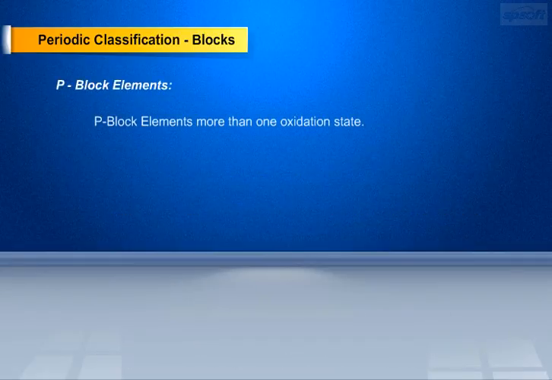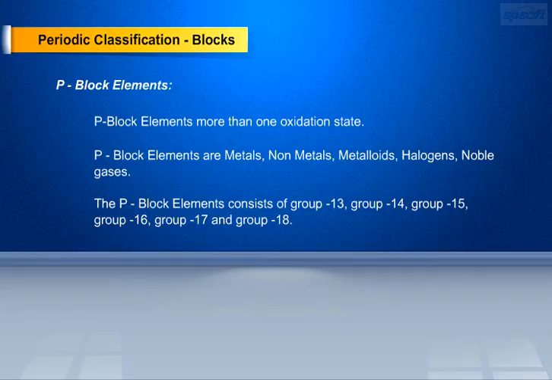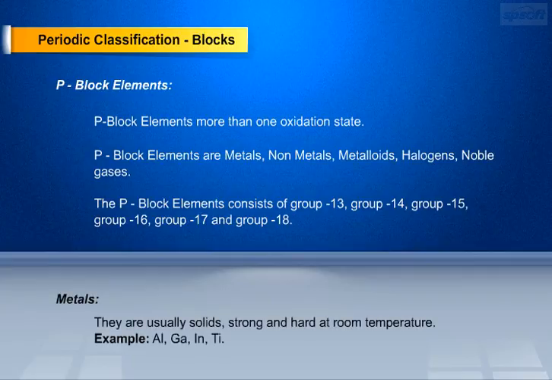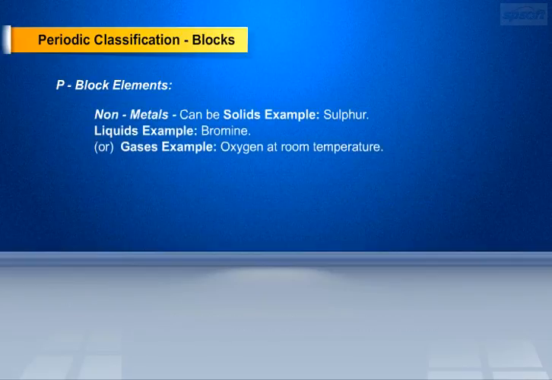P block elements. P block comprises metals, nonmetals, metalloids, halogens, and noble gases. The P block elements consist of group 13, group 14, group 15, group 16, group 17 and group 18 with more than one oxidation state. Metals. They are usually solids, strong and hard at room temperature. For example, aluminium, gallium, indium, thallium. Nonmetals can be solids, for example sulfur, liquids, for example bromine, or gases, for example oxygen, at room temperature.